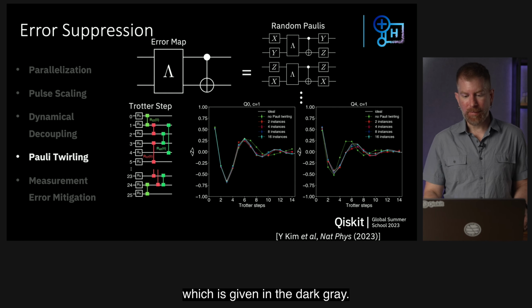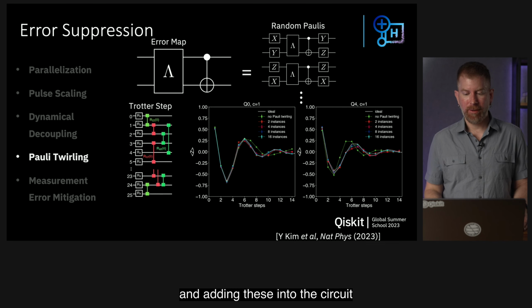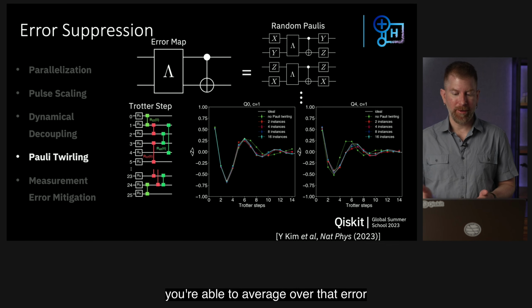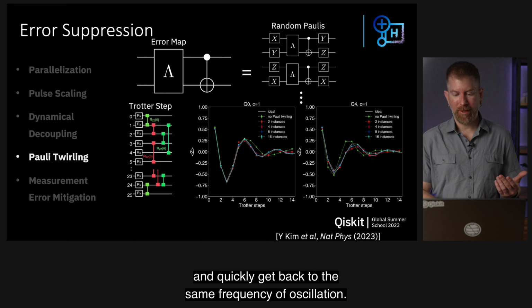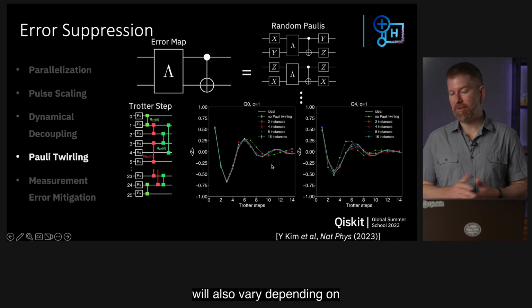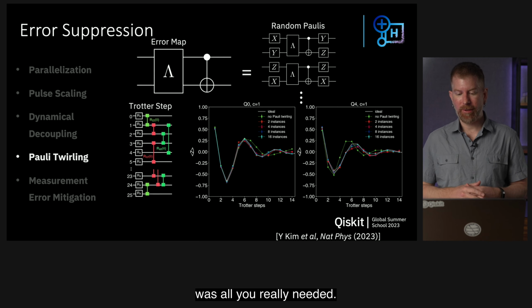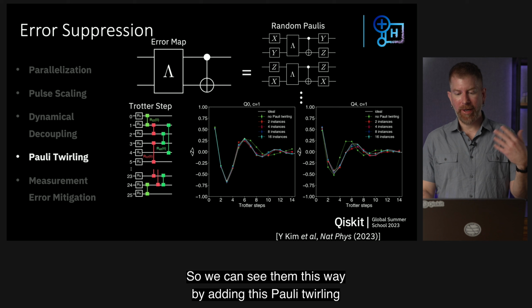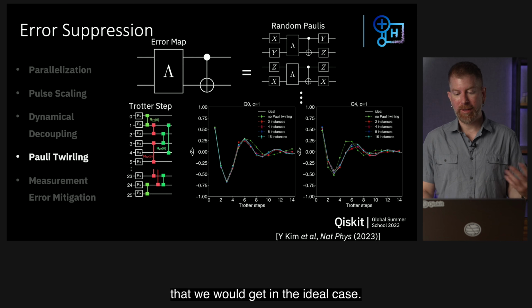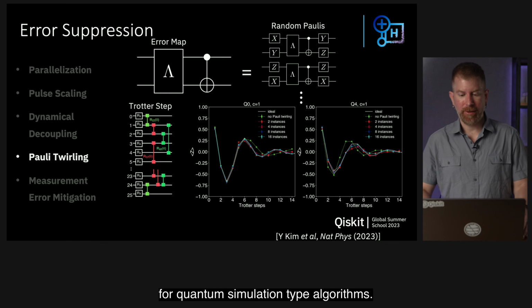So just by adding some instances with some random seeds and adding these into the circuit and averaging over the same number of shots, you're able to average over that error and quickly get back to the same frequency of oscillation. Also, the number of averages you'll need will vary depending on the kind of algorithm you're running, but for this case, about 8 instances was all you really needed. So we can see that by adding this Pauli twirling, we're able to get the same frequency of oscillation and hence the same result that we would get in the ideal case. And this is, of course, very important for quantum simulation type algorithms.